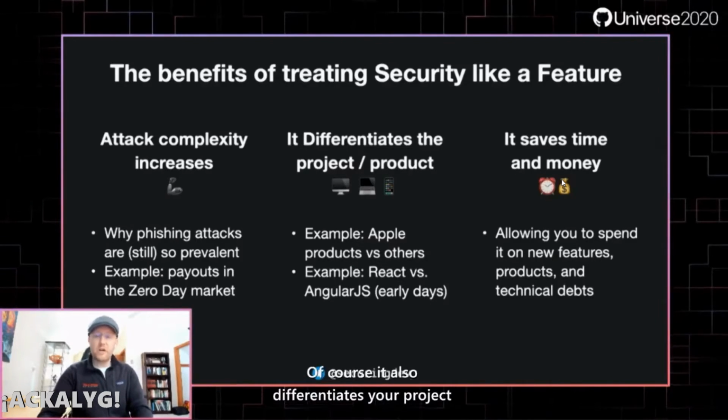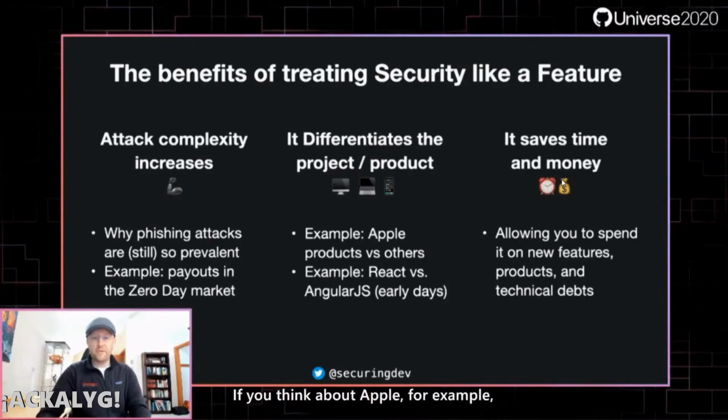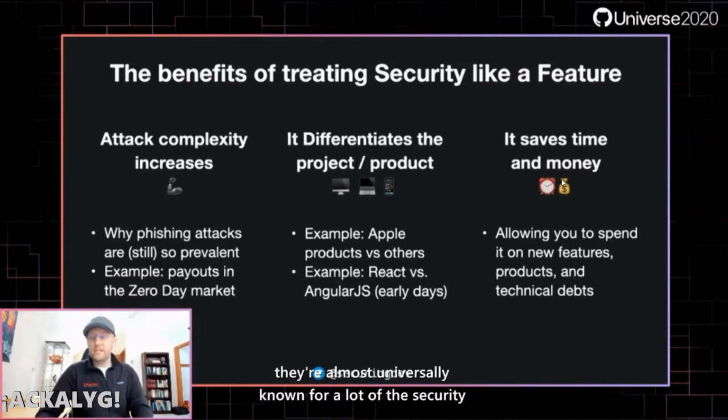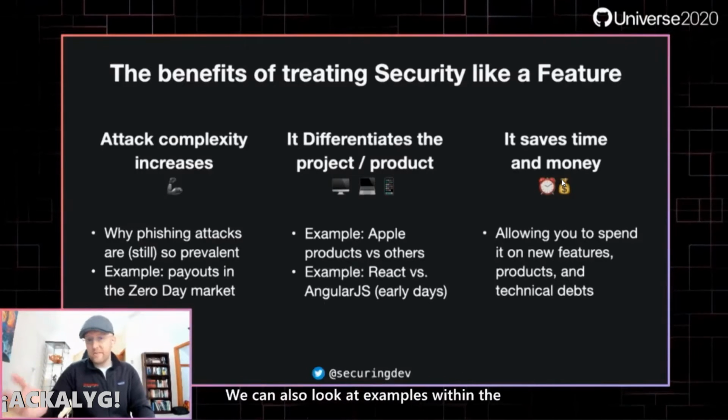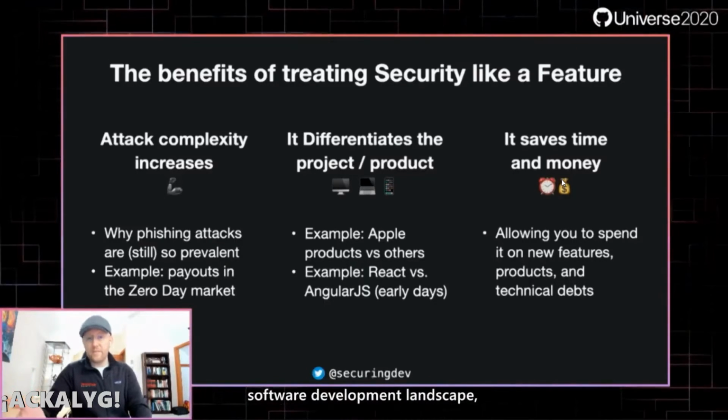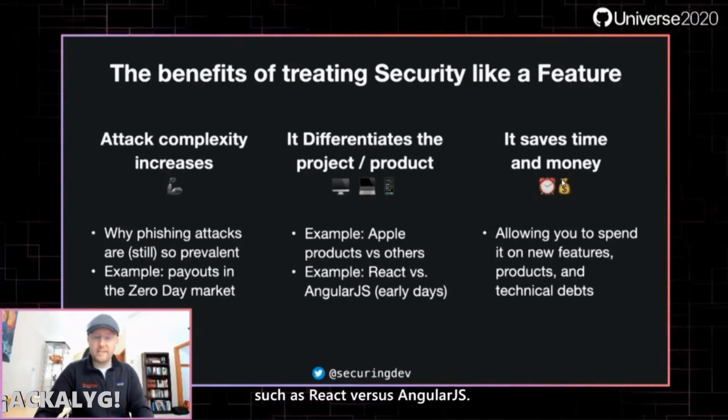Of course, it also differentiates your project or your product. If you think about Apple, for example, they're almost universally known for a lot of the security and privacy implementations that they've put in place. We can also look at examples within the software development landscape, such as React versus AngularJS.